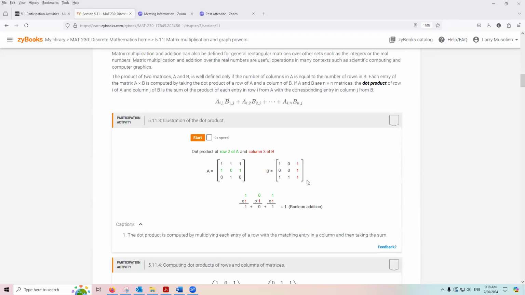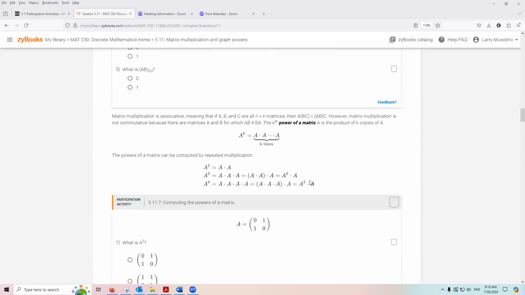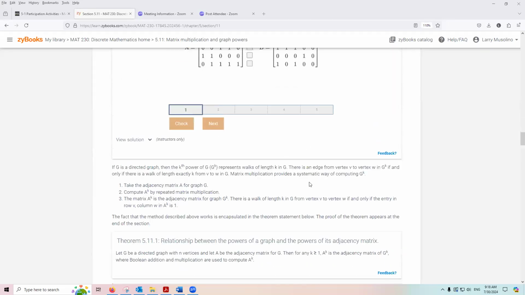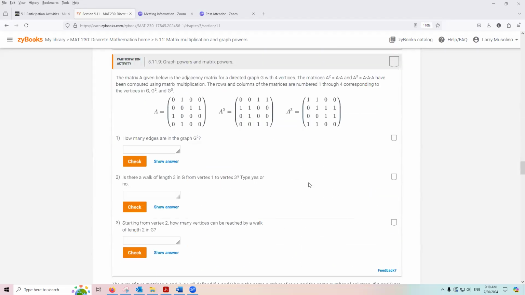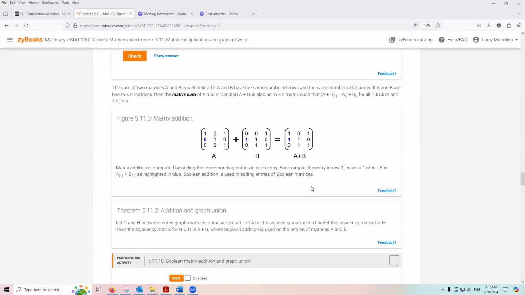Let me go down to a simple operation of adding matrices. So let me come down here. I think there's an example for adding matrices. Yeah. Adding matrices is relatively straightforward. Multiplying matrices is more complicated. But let's start out with adding.